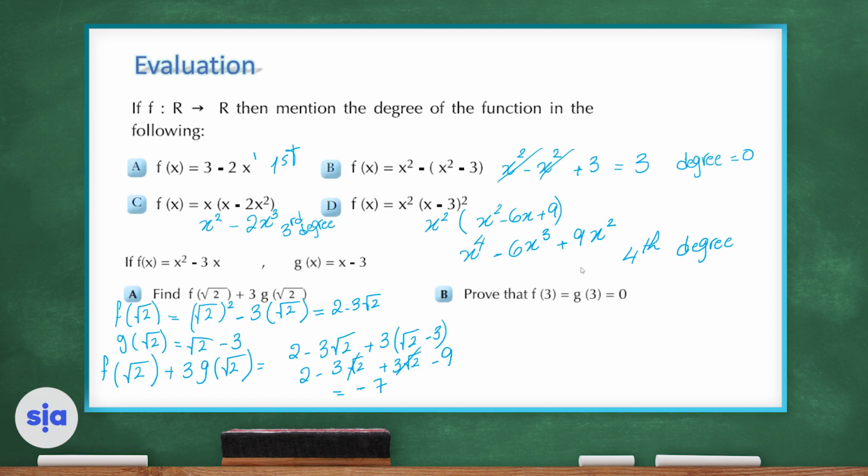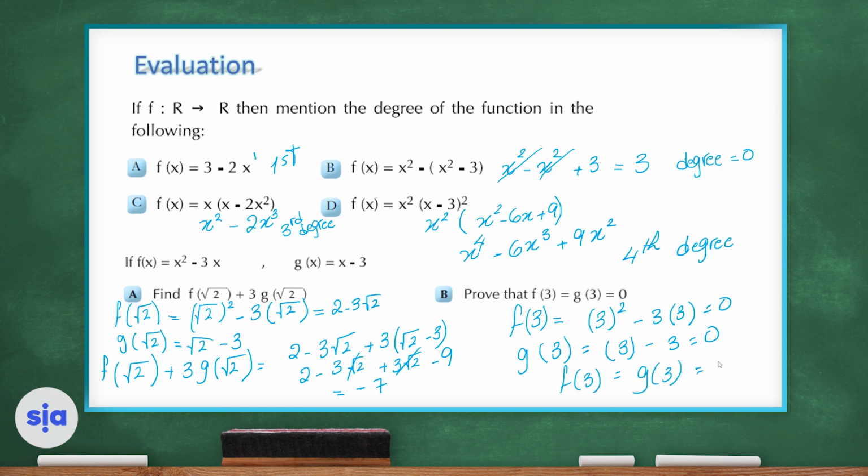In question B, the question wants us to prove that f of 3 is equal to g of 3 and each of them is equal to 0. So here we're going to go to function f, replace each x by 3. So here the f of 3 equals 3 squared minus 3 times 3, which is 0, and the g of 3 equals 3 minus 3, which is also 0. So f of 3, yes, it's equal to g of 3. Yes, each of them is equal to 0.